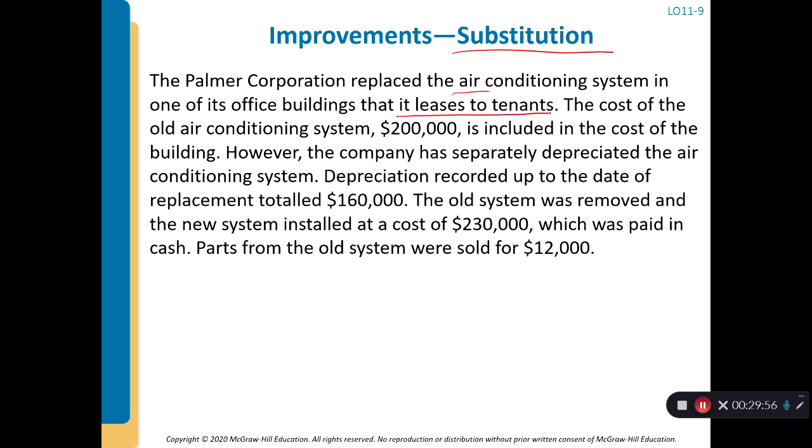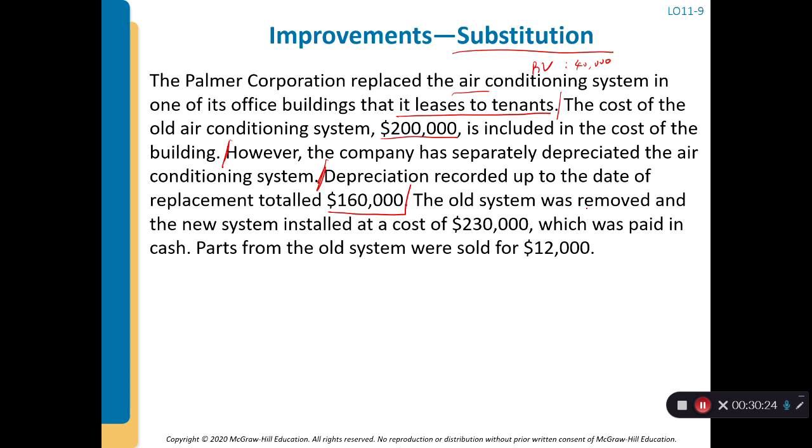that leases to the tenants. The cost of an old air conditioning system was $200,000, including the cost of the building. However, the company has a separately depreciated air conditioning system. The depreciation recorded up to the date of replacement totaled $160,000, so now the book value of the air conditioner is only $40,000.